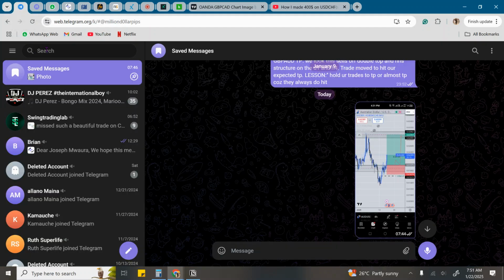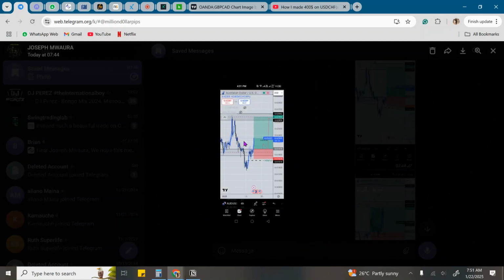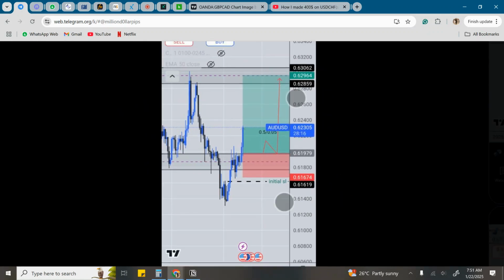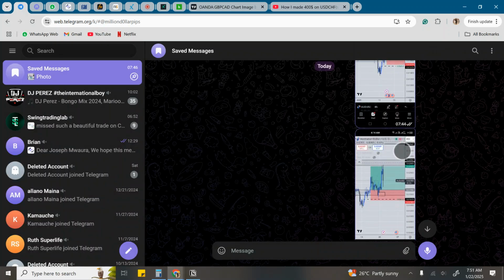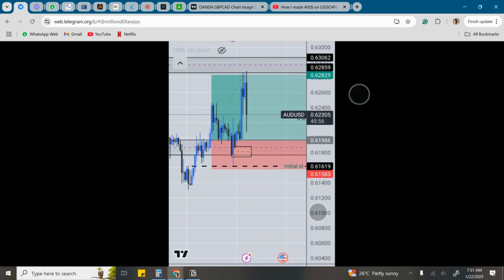So this is the screenshot of the Aussie dollar. This is where we took the trade. Let me just zoom it in for us. That is where we took the trade, as you can see. Then this is the aftermath. All right, so there it is.